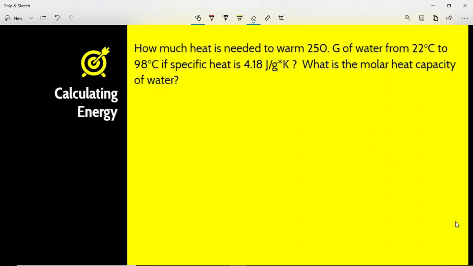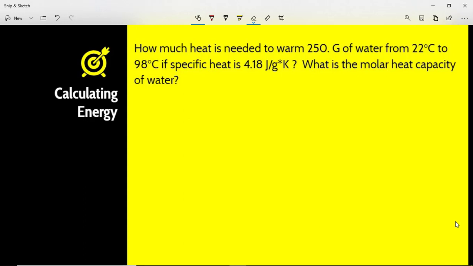So let's take a look at a practice problem to help us out. Notice it very specifically says the word heat in here. If we're looking for enthalpy, it will ask for enthalpy. Okay, so there is a difference there. How much heat is needed to warm 250 grams of water from 22 degrees Celsius to 98 degrees Celsius if the specific heat is 4.18 joules over grams times K?